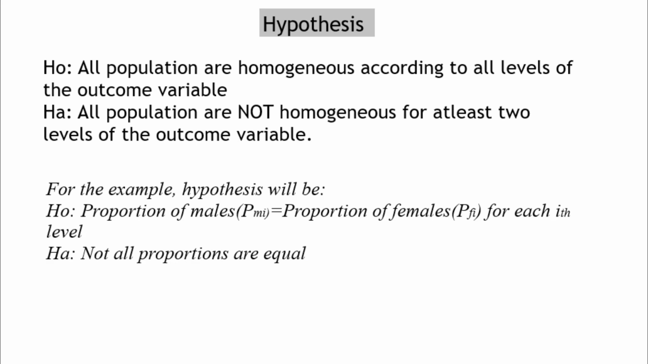Hypothesis for test of homogeneity. Null hypothesis: all populations are homogeneous according to all levels of the outcome variable. Alternative hypothesis: all populations are not homogeneous. For the example, the hypotheses will be: null hypothesis, proportion of males equals proportion of females for each level. Alternative hypothesis: not all proportions are equal.